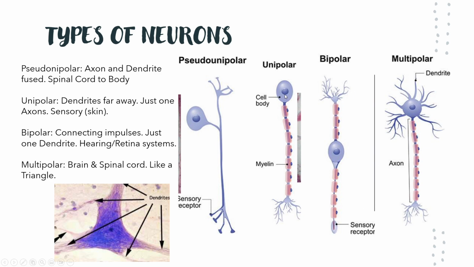So unipolar, then bipolar. Unipolar is found in the skin. The bipolar is found in the hearing and seeing senses. And the fourth one is found in the brain. So multipolar neurons are used to store memories and process information.